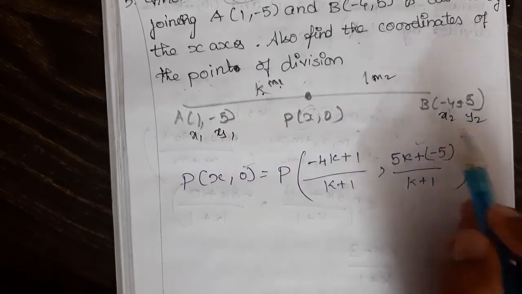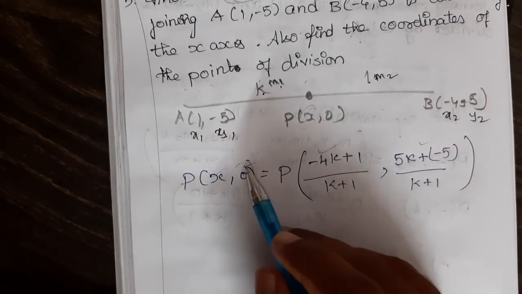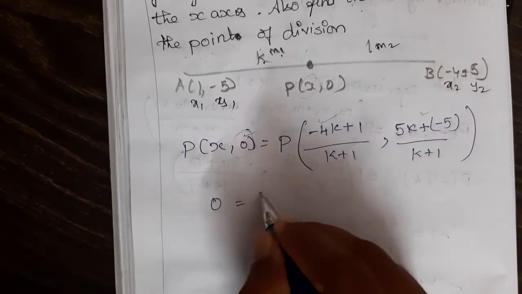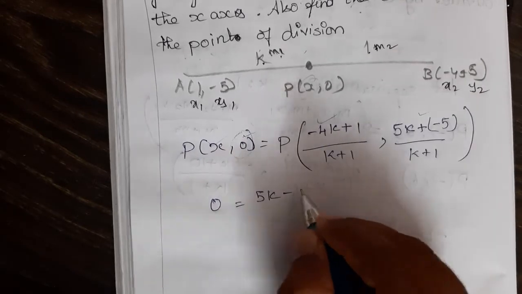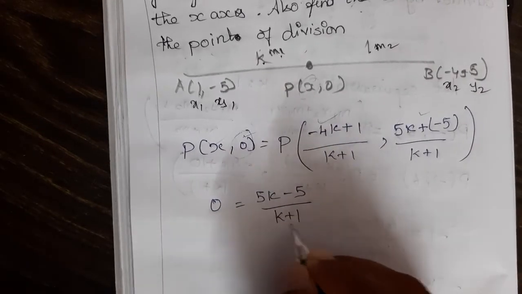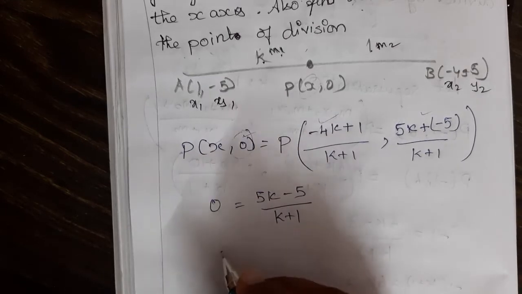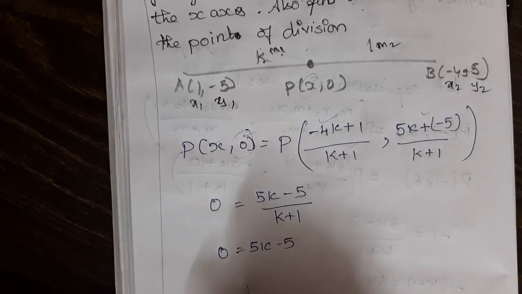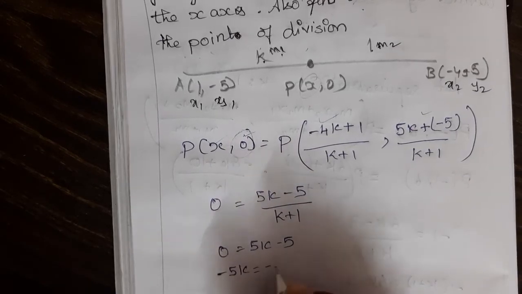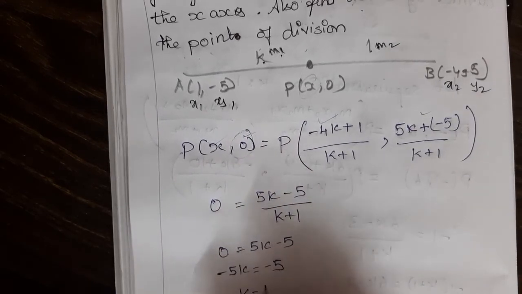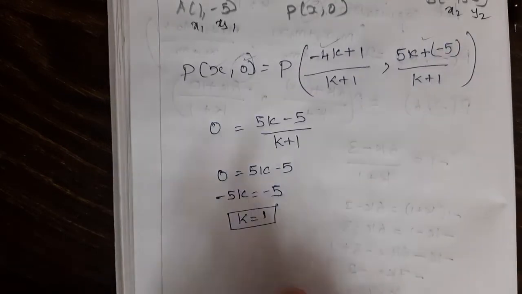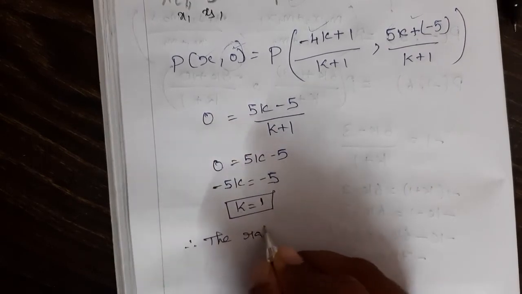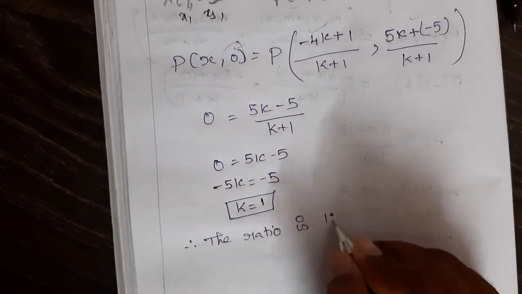So this value and this value are equal, and this and this are equal. So if you equate this 0 and this second coordinate, we will get the value of k, right? 0 is equal to 5k plus into minus is minus 5 divided by k plus 1. Let me bring k plus 1 here, we multiply with 0, it will become 0. 0 is equal to 5k minus 5. If you bring minus 5k here, it will become minus 5k. So minus 5k is equal to minus 5, then k is equal to 1, right? So value of k is equal to 1. So therefore the ratio is 1 is to 1, right?